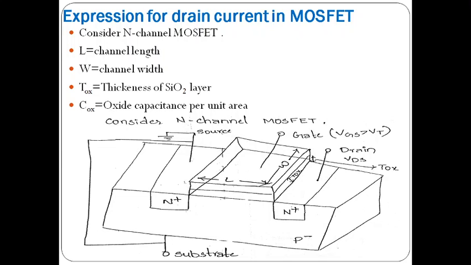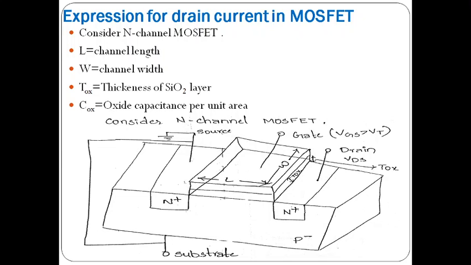This oxide capacitance is epsilon A by D. Epsilon is the permittivity of the silicon dioxide. So we can write epsilon oxide into A, the area of the gate or channel, and D is the distance between the two plates. The gate and channel are separated by the oxide layer thickness, so it is nothing but Tox. From this we can write the oxide capacitance as epsilon ox A by Tox. Here we are defining the oxide capacitance per unit area, so Cox equals epsilon ox by Tox.